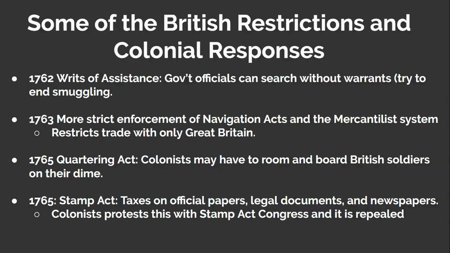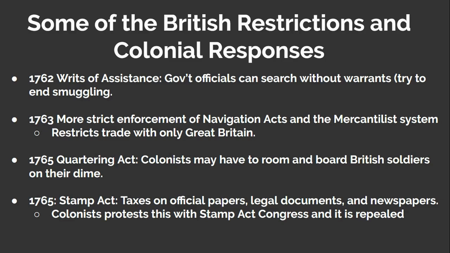Again, I'm just going to hit upon some of the taxes and laws that were passed, in addition to some of the colonial responses. This is by no means comprehensive. In 1762, the writs of assistance were passed, which gave government officials the ability to search without warrants with the goal of trying to end smuggling. Along with the previously mentioned proclamation line in 1763, the British set about to more strictly enforce the Navigation Acts and the mercantilist system by restricting colonial trade to only Great Britain.